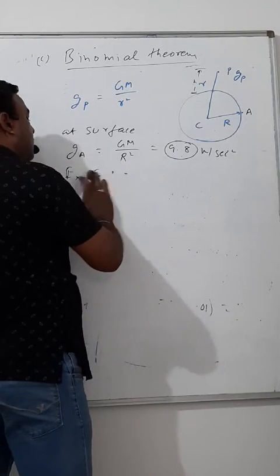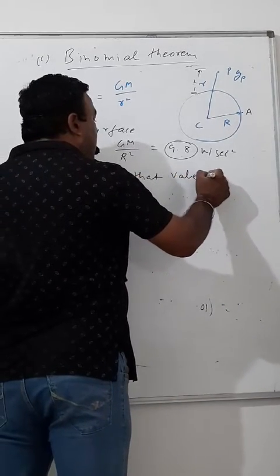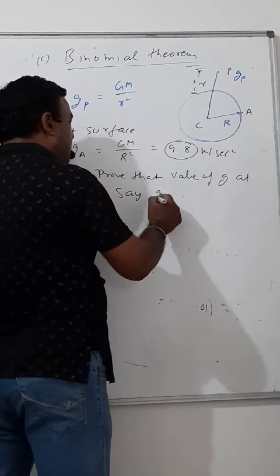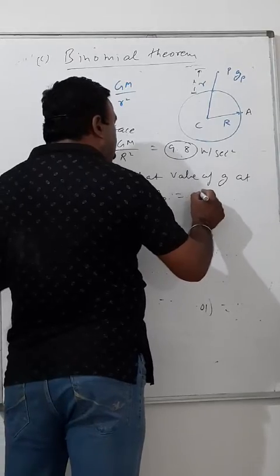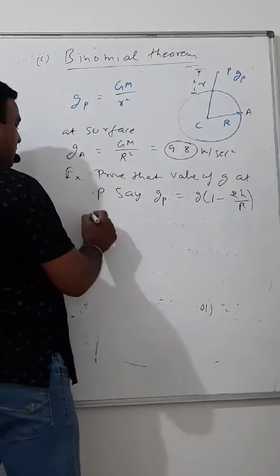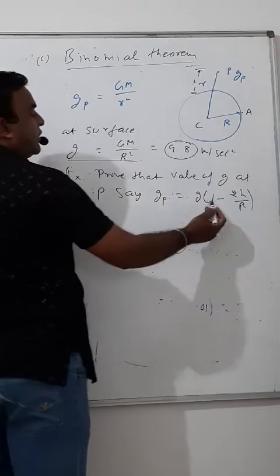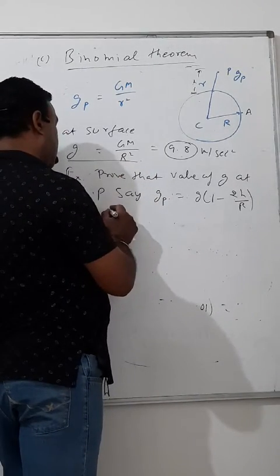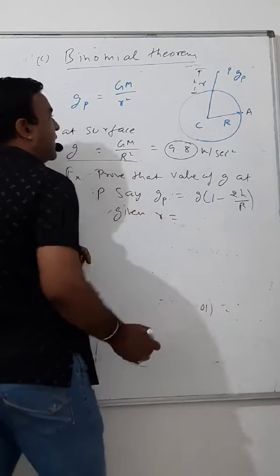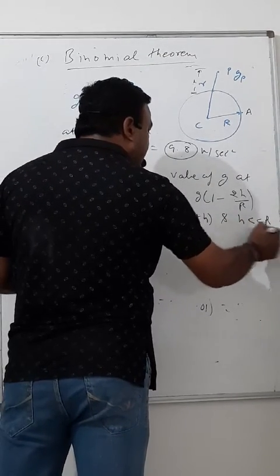Find, or say prove, that the value of g at P, say g_p, is equal to g(1 - 2h/R). This I call simply g, okay? This is g. g into (1 - 2h/R), given that r is equal to R + h and h is far less than R.